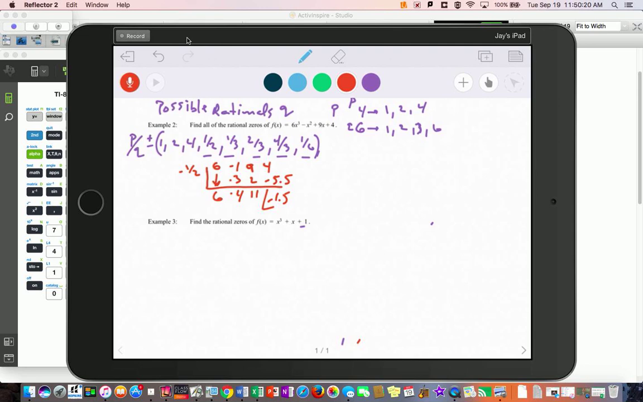So let's try it again. Maybe it's -1/3. So 6, -1, 9, and 4. So the 6 will drop through. -1/3 of 6 would be -2. Add those together, I get -3. -1/3 of -3 would be a +1. That would be 10. And that, again, would not get me to a remainder of 0 because this would be -10/3. It won't be 0.